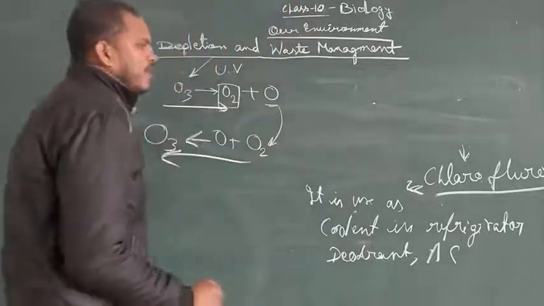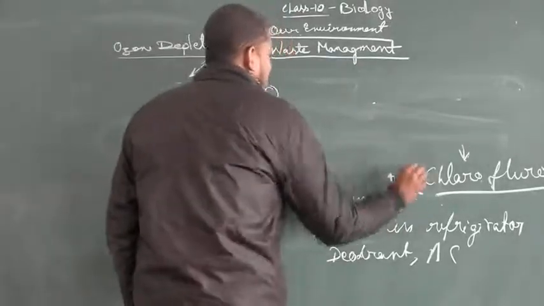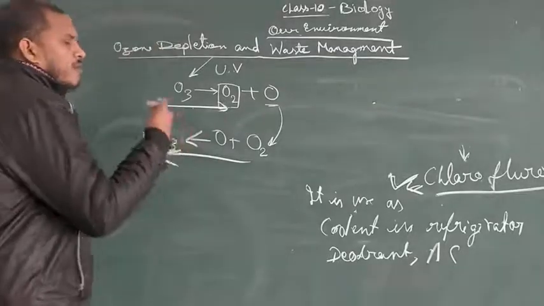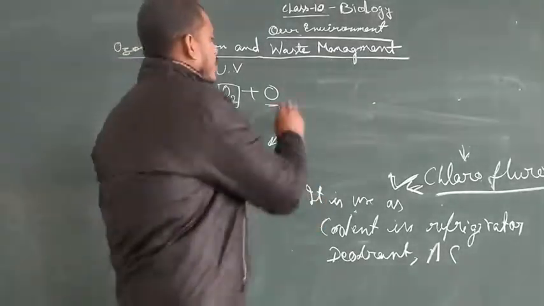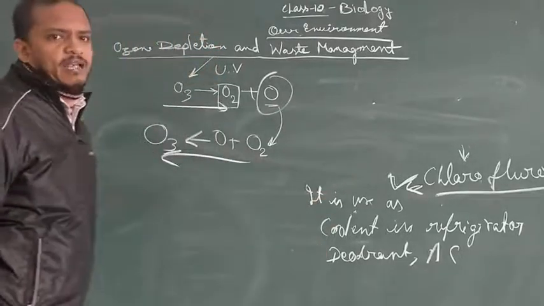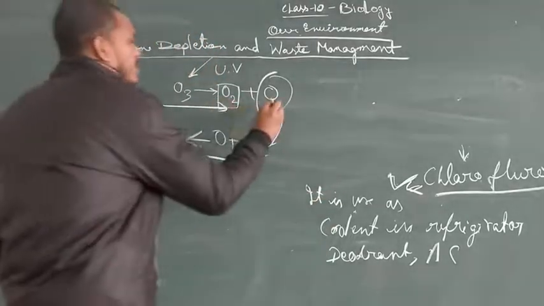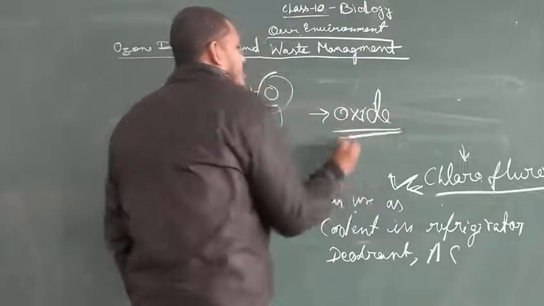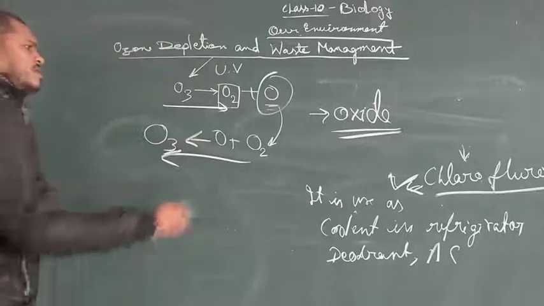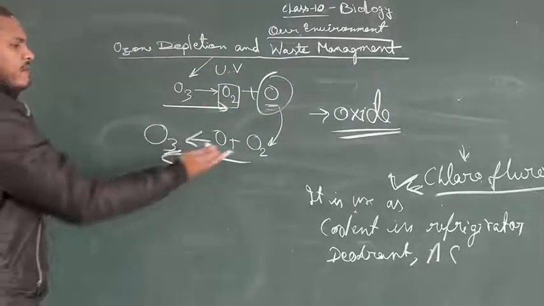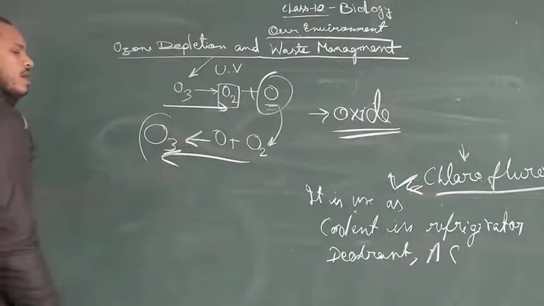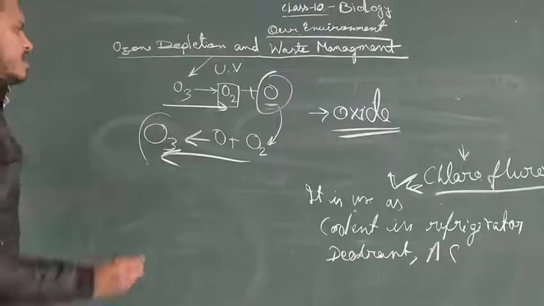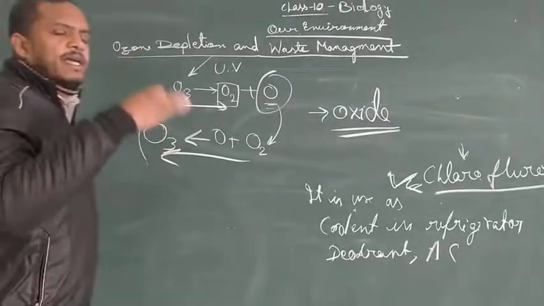But what happens when chlorofluorocarbon is released into the environment in excess amount? They reach the stratosphere, and the free oxygen present there binds with them to form the oxide. As a result, this free oxygen is not available to bind with molecular oxygen to form O3, that is ozone. Due to the lack of this mechanism, the ozone layer gets depleted day by day.